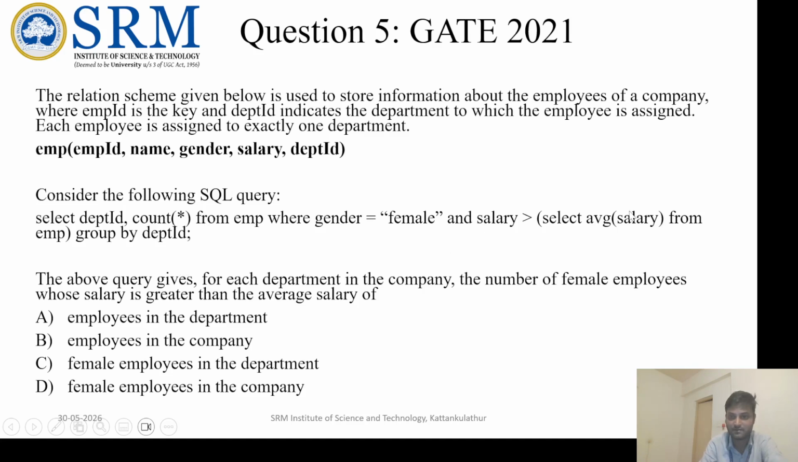Okay, so that is not the question. The question is: what does this inner query return? The above query gives, for each department in the company, the number of female employees whose salary is greater than the average salary of something. Here the inner query is select AVG salary from EMP. The EMP table will obviously store all the information for all the departments of the company, not only one or two departments. There is no specific condition applied here. That's why it is the company. So B is the correct answer.